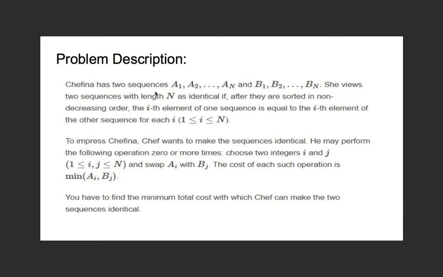Suppose if one is occurring two times in array A, then one should be present in B two times. Okay, so how we can do it is we can perform a swap operation. And the cost of a swap, suppose we are swapping ai with bj, the cost of this operation is the minimum of ai and bj. Okay, so we have to find the minimum total cost so that the arrays A and B become identical.